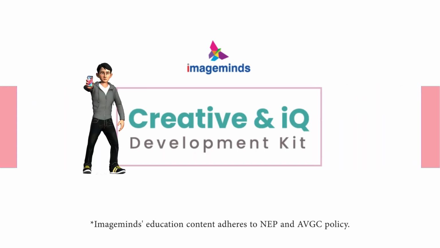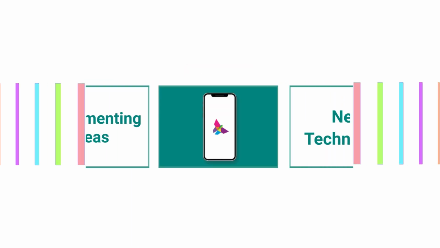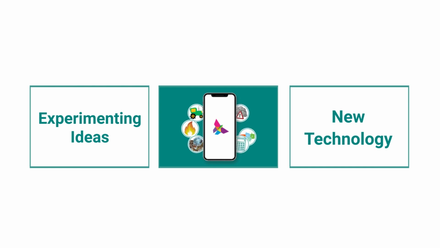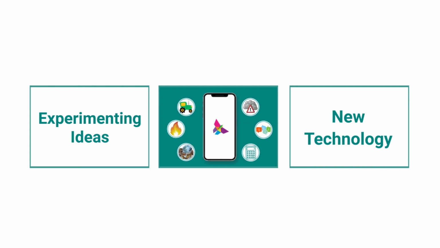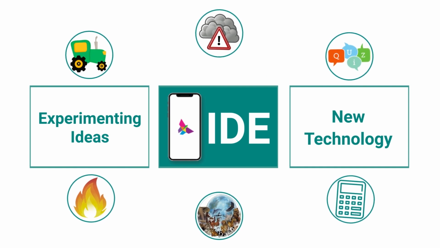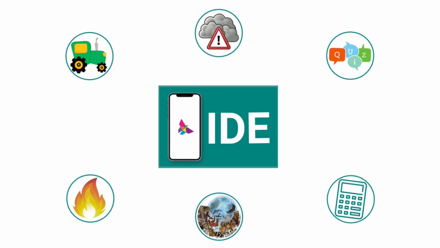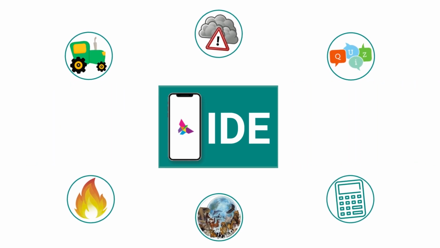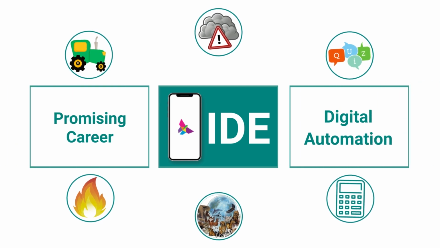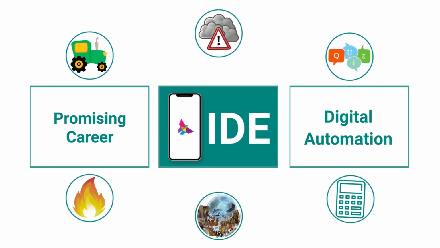This Imageminds Creative and IQ Development Kit provides ample opportunities for children to engage with the process of experimenting ideas with technology. The expertise provided through developing mobile apps using an integrated development environment (IDE) gives students the confidence to pursue a promising career in the futuristic world of digital and automation.